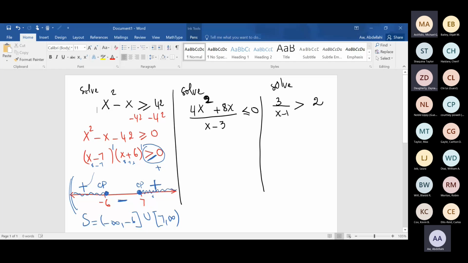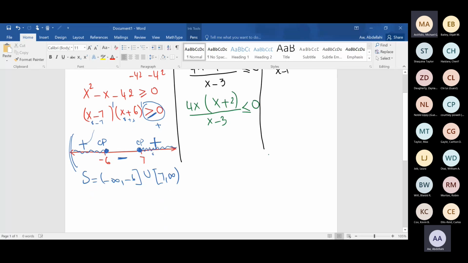Factor the numerator. So how do you factor the numerator? What are you going to put out? 4x times x plus 2, over x minus 3, less than or equal to 0. Right? Now what do you do next here?